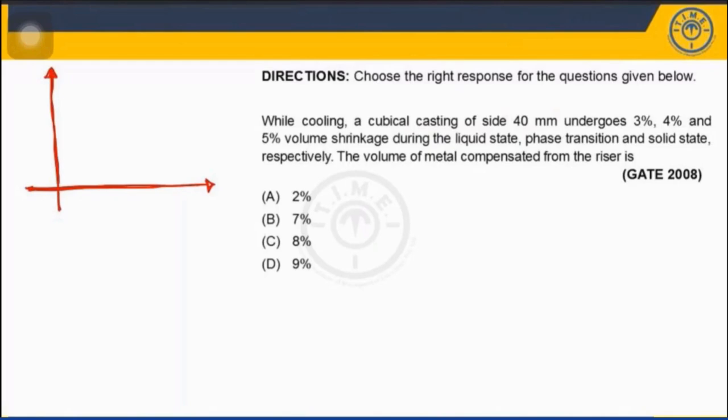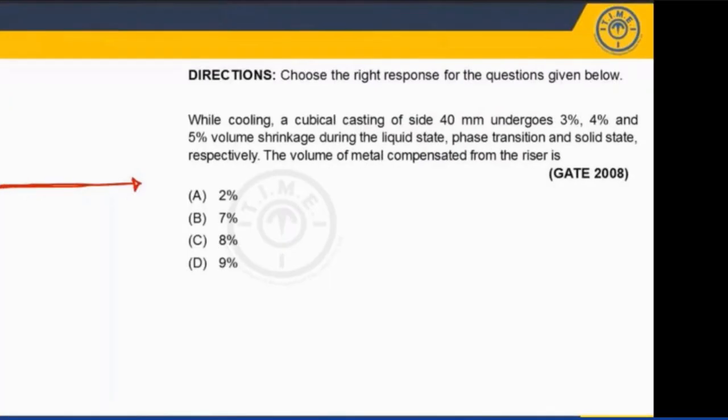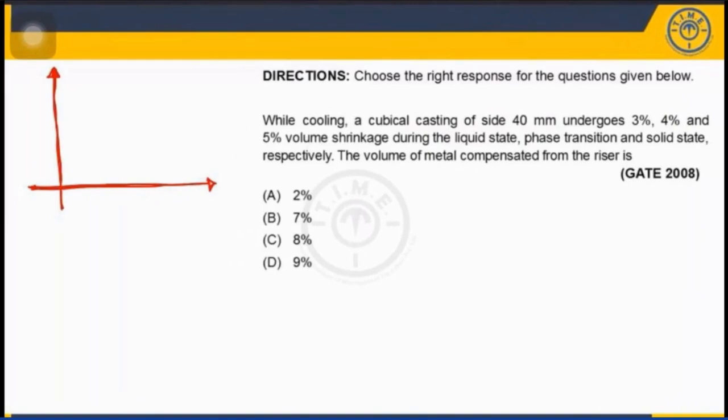Yeah. So what do you do in casting basically? You pour the liquid molten metal into the mold cavity. Once it solidifies, then the product can be taken out. So this is the point which is called the pouring temperature. Pouring temperature is the temperature at which the liquid molten metal is entering.